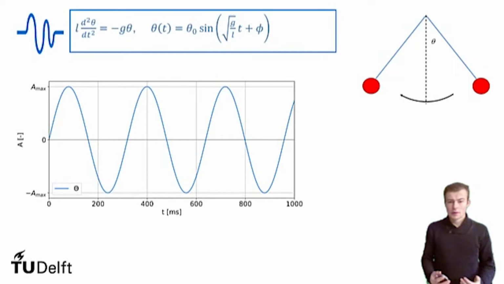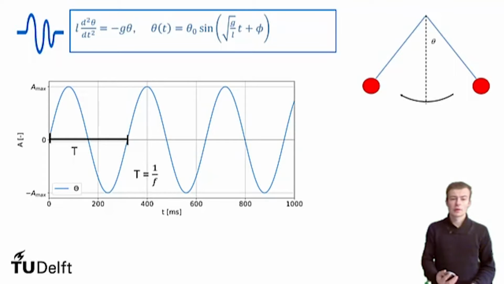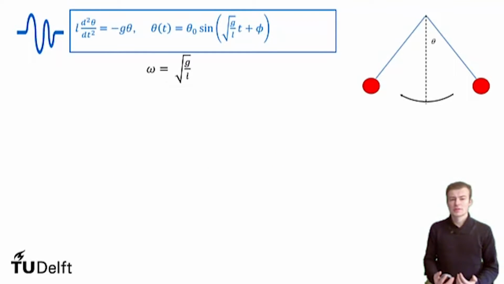When we want to determine the period, we have to plot our function against time. And we can see that the period is the time it takes for the swing to go back and forward, indicated by this line. Well, we also know that the period is equal to 1 over the frequency. And when we go back to our equation for theta, we see that the angular frequency is equal to the square root of g over L.